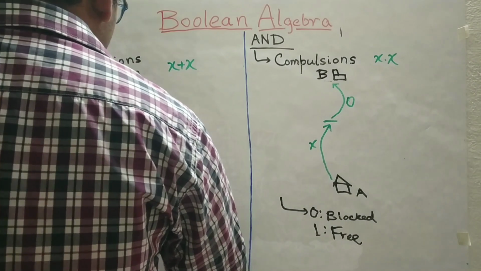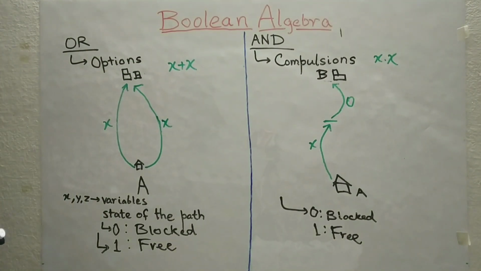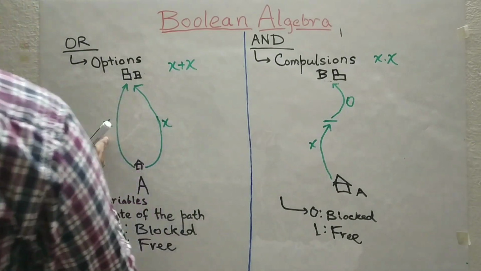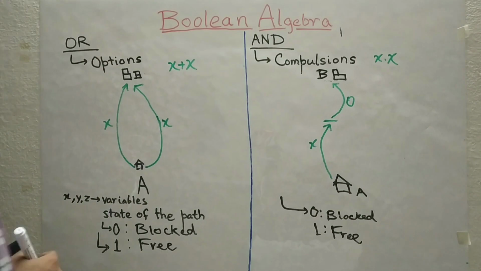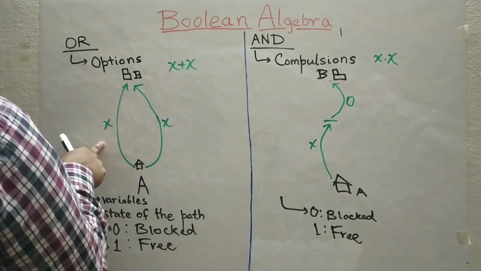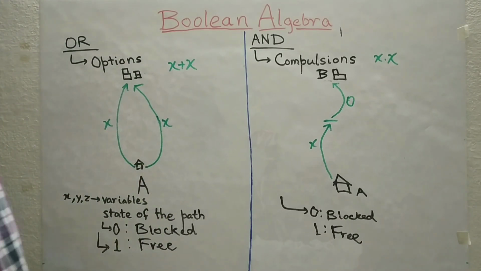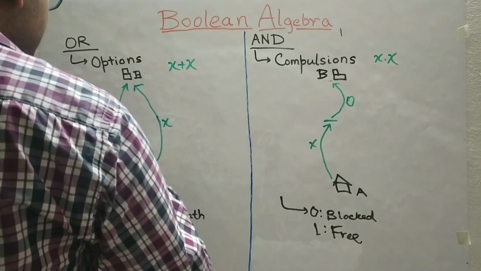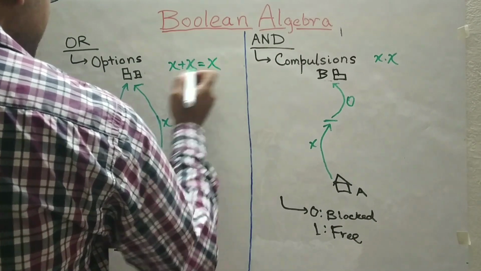So there are two optional paths, both have the same state. Okay, so if one is free, the other is free. If one is blocked, the other is blocked. Both have the same states. So you just need to know the state of one of them.